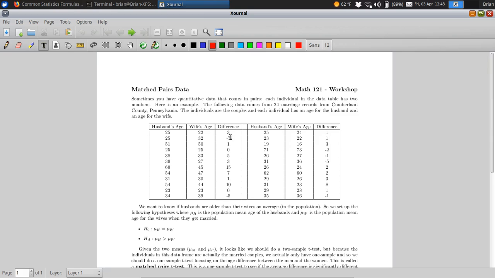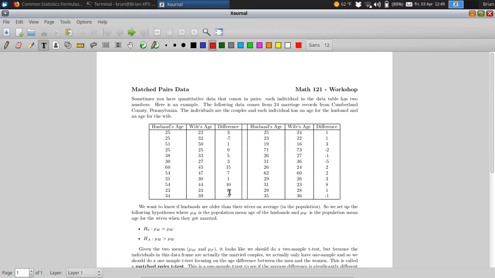So here I've got the difference between this 25-year-old man and this 22-year-old woman is 3 years. And then the next couple was 25-year-old man married a 32-year-old woman. So the woman's older, and that difference shows up as a negative number. It just means that the difference between the husband's age minus the wife's age is less than 0, which means the wife is older. Okay, and so on. So every couple has a different difference.